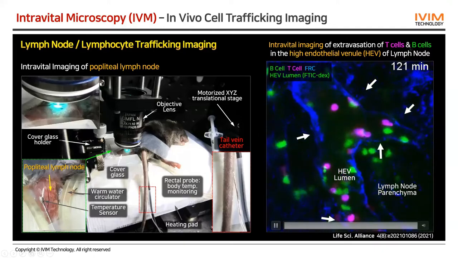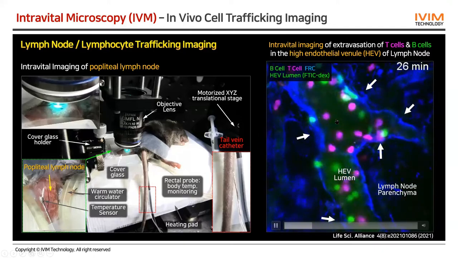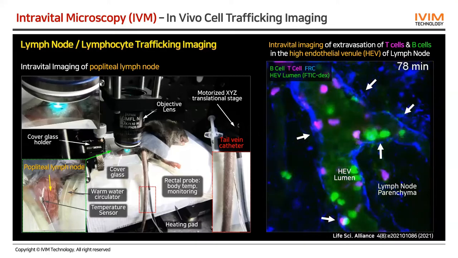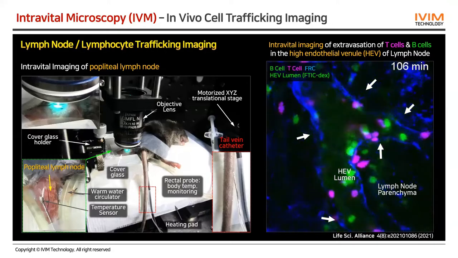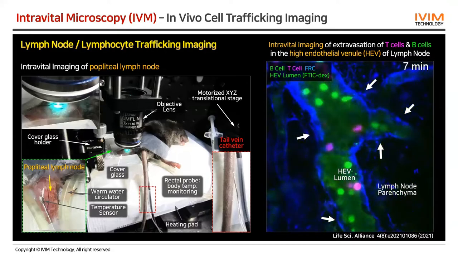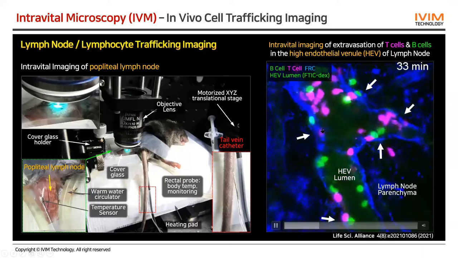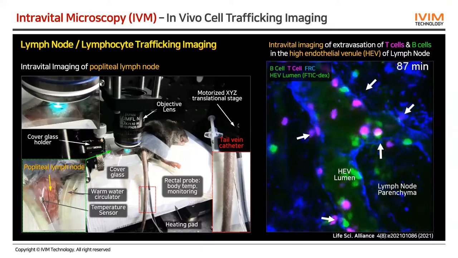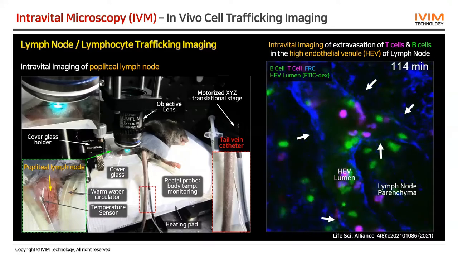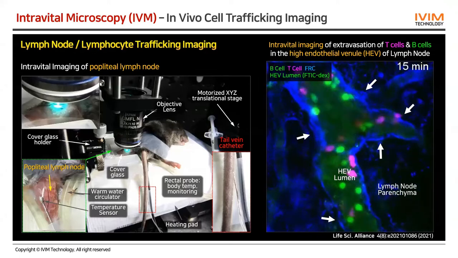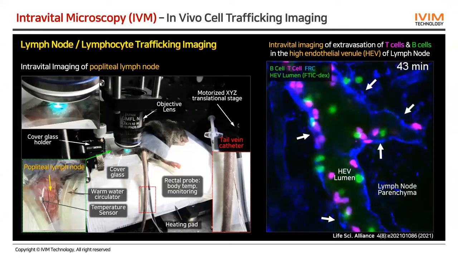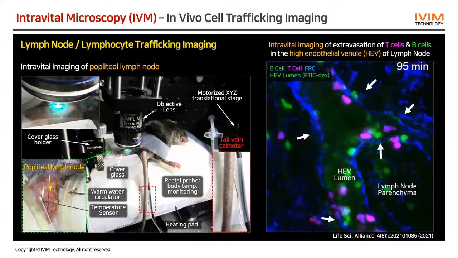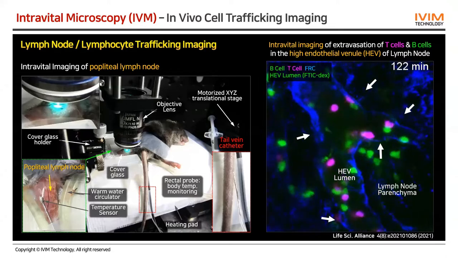In this case, we use the T cell that expresses tdTomato, DsRed, the red fluorescence protein. And the B cell expresses GFP, the green fluorescence protein. And in blue, what you are looking at is fibroblastic reticular cell. It's another type of stromal cell inside the lymph node. This FRC was labeled, again, by antibody conjugate. This FRC expresses ER-TR7. It's a very specific marker for this type of cell.